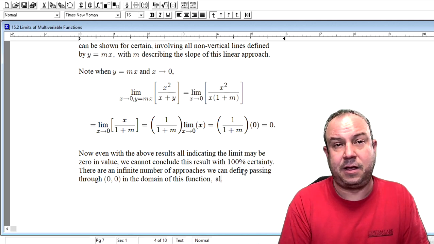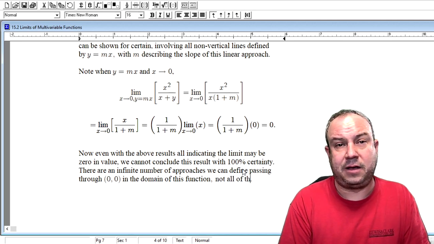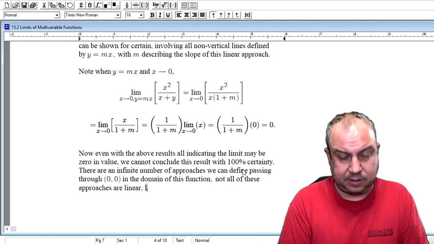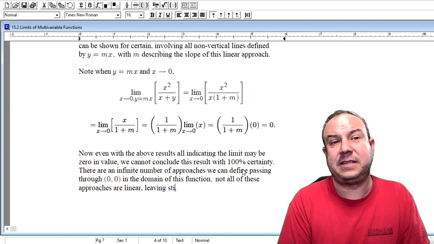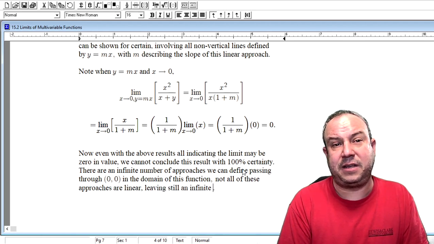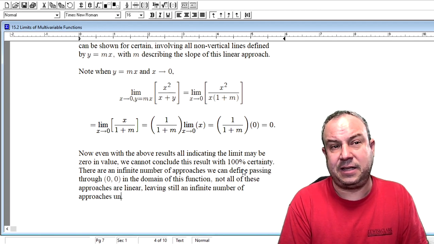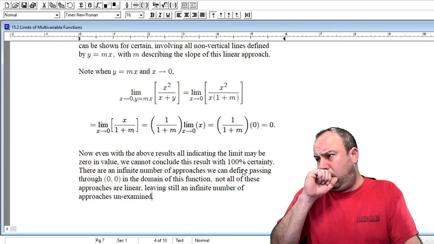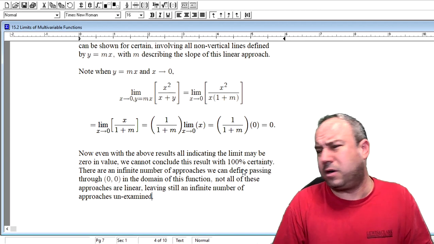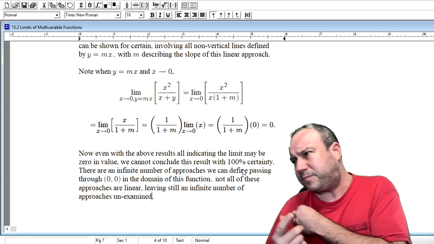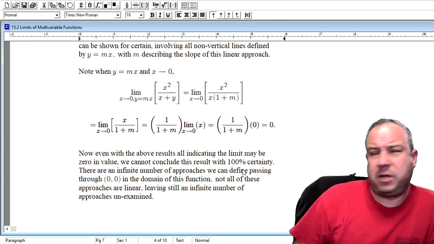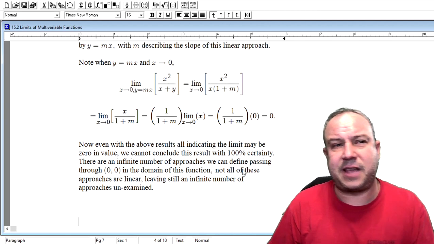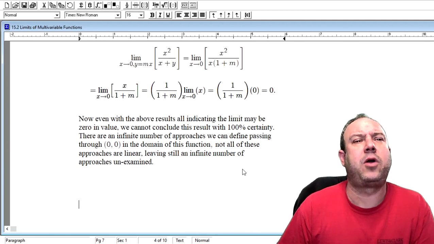Not all of these approaches are linear, leaving still an infinite number of approaches unexamined. Is that one word or separated there, hyphenated? Let's leave it hyphenated for now. I'll let my spell check correct it here before I post it.